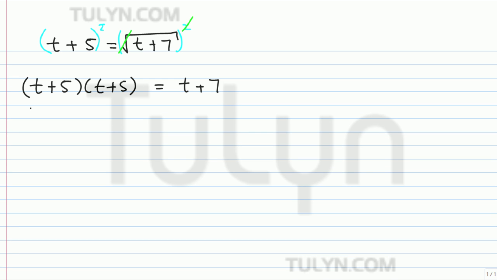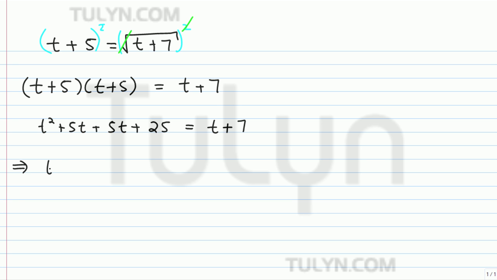So now on the left side, we want to FOIL. So we want to multiply these terms out. So we get t squared is the first term. The outer term gives us 5t. The inner multiplication gives us 5t. And then the last is 25. And this is all equal to t plus 7.